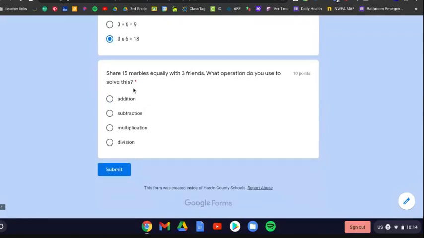The last one says, share 12 marbles equally with 3 friends. What operation do you use to solve this? If I am sharing 12 marbles equally with 3 friends, am I adding, subtracting, multiplying, or dividing? Click the operation that you would use, click in the white space, press this blue submit button, and then you're finished.